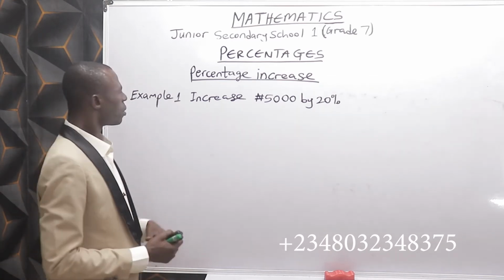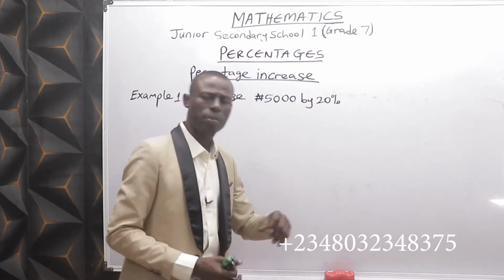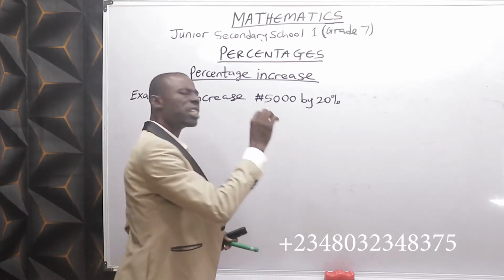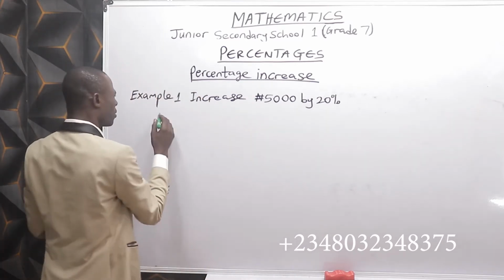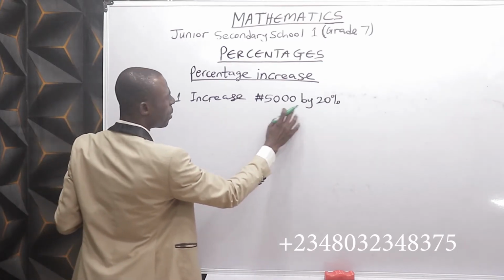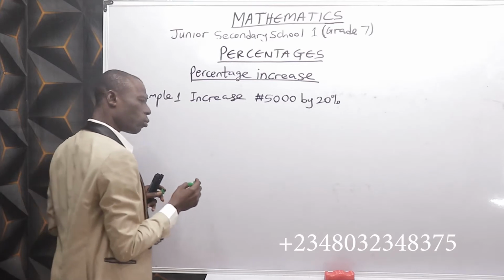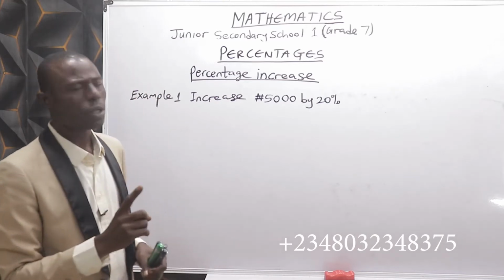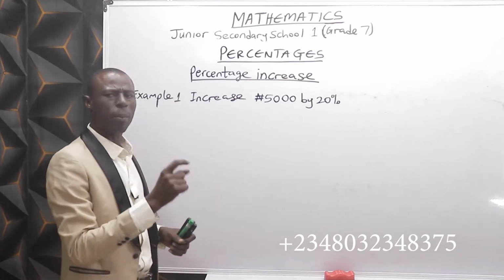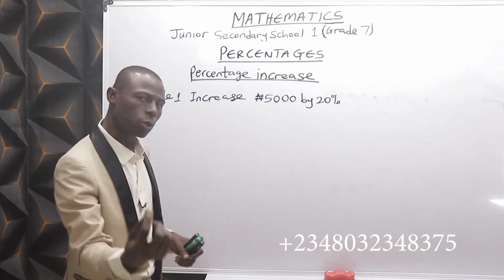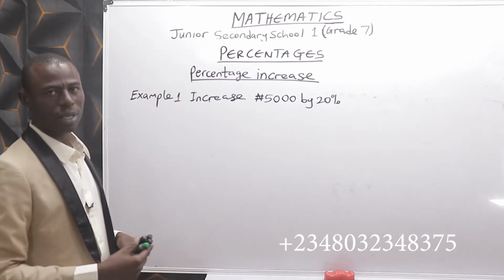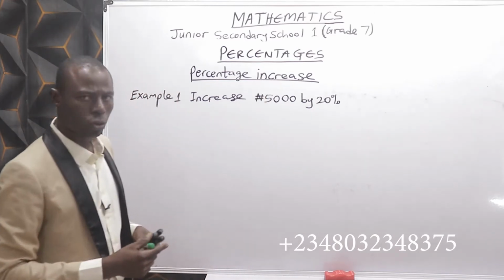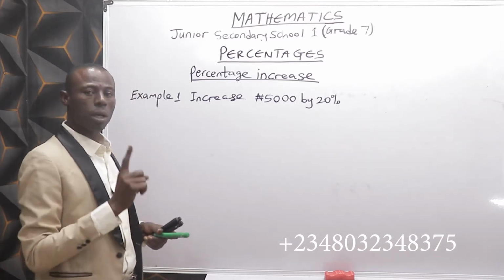Example 1. Increase 5,000 by 20%. There are two methods of attending to the same question. Method number 1. When you are to increase something by a certain percentage, see what I want to do here. Normal percentage is 100. So if you are to increase a quantity by a certain percentage, that percentage will be added to 100%. And you now use whatever you get to multiply the quantity given to you. That is the fastest method you can apply.